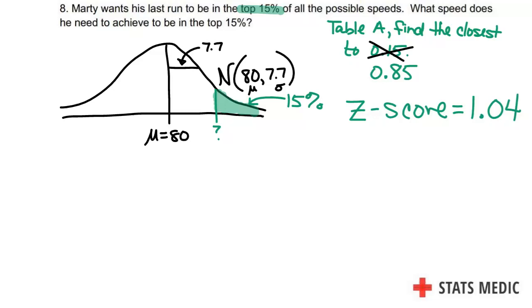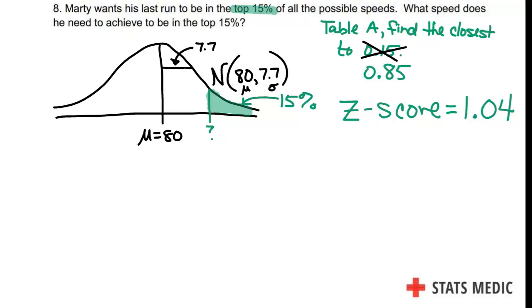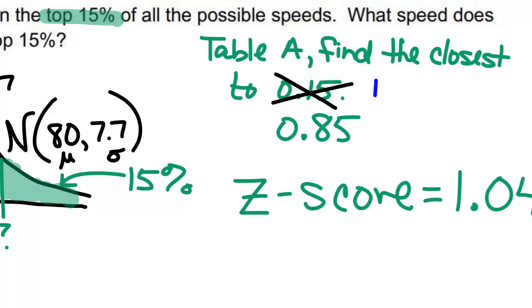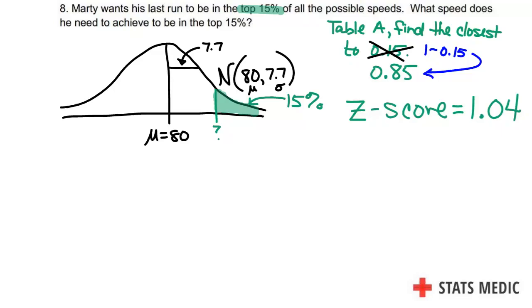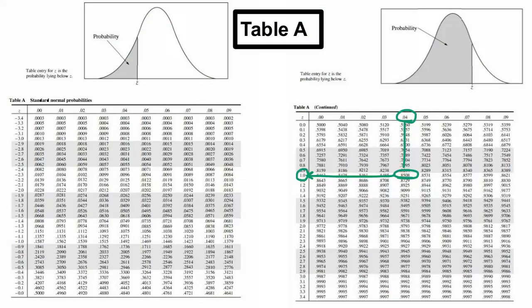We wanted the upper 15%, but table A gives us the less than, so we did 1 minus 0.15 to get 0.85. And then we looked up in the center of table A. Let's see, yep, I've got a table A right here. 0.8508, that was as close as we could get to 85%. And then we read the values.